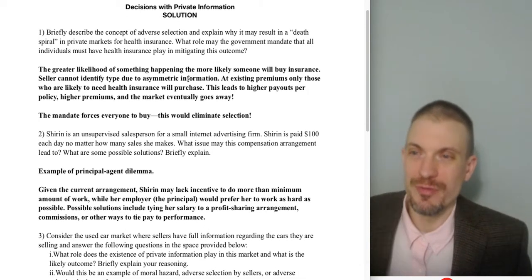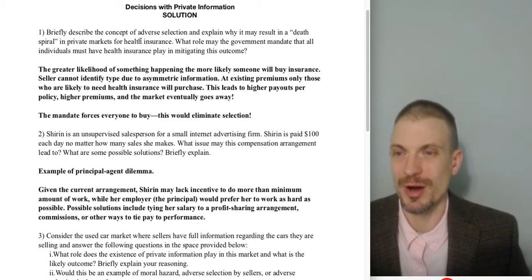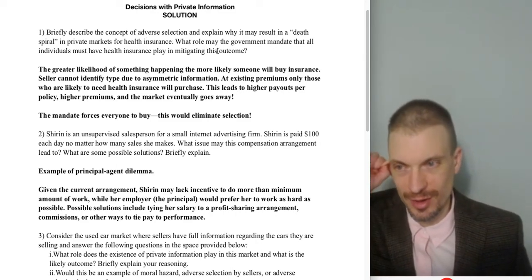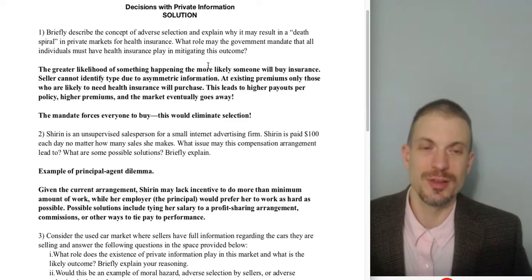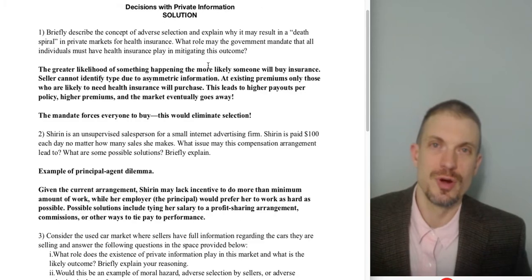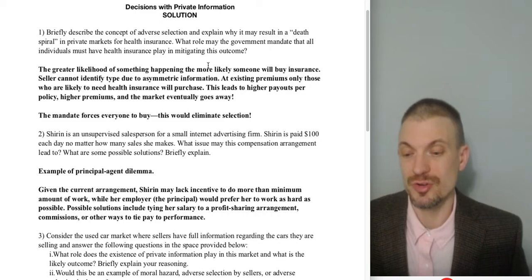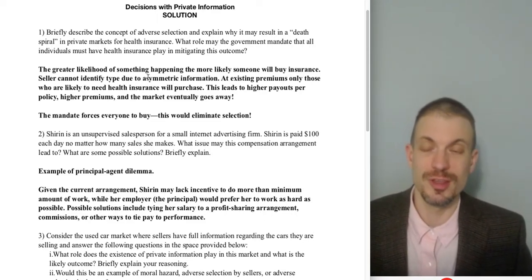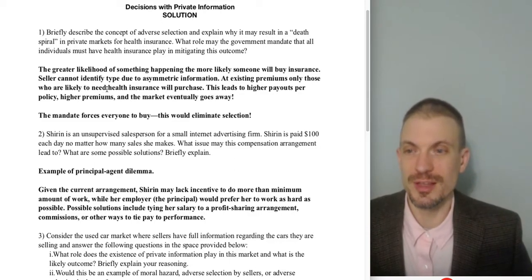So briefly describe the concept of adverse selection, why it might result in a death spiral in private markets for health insurance, and what role a government mandate that all individuals must have health insurance might play in mitigating this outcome. Well, the greater the likelihood of a problem, the more likely somebody's going to want to buy insurance. So those who are anticipating that they're going to have health problems are going to be more interested in buying insurance. The problem is the seller is not able to identify this characteristic in consumers.